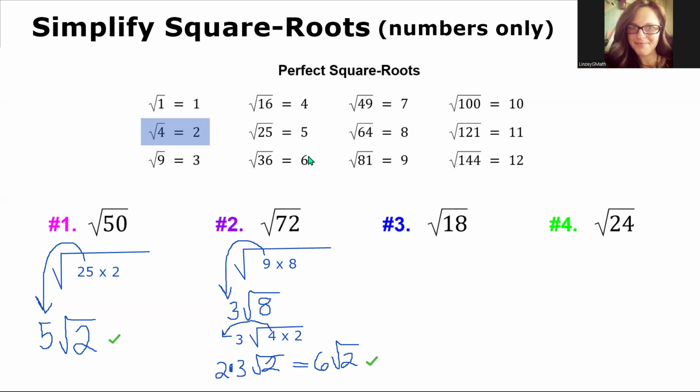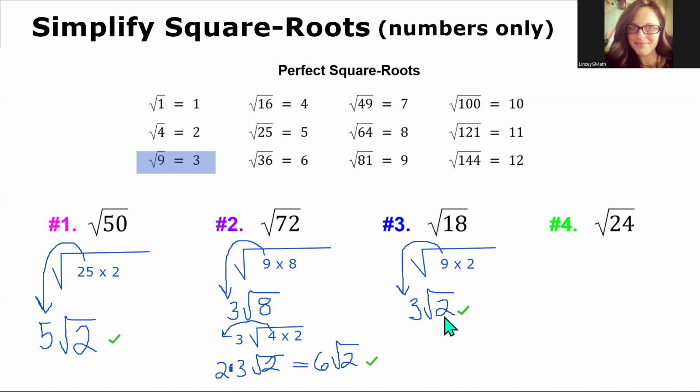Number 3, the square root of 18. We want to break up 18 into 2 numbers that multiply to 18, one of which is a perfect square. 9 times 2. 9 is a perfect square. Now we can take the square root of 9 out from underneath the square root, and we get 3 square root of 2. Square root of 18 is equal to 3 times square root of 2.